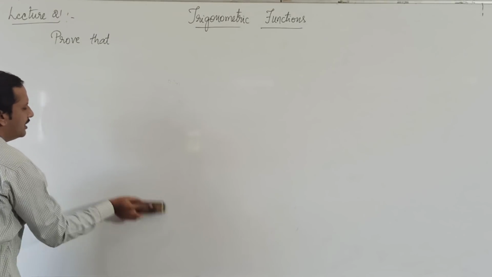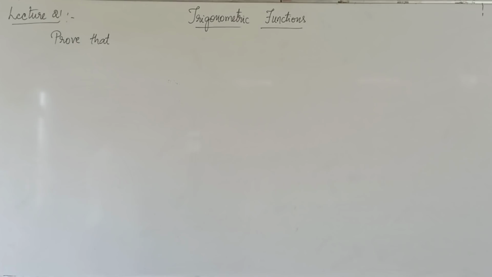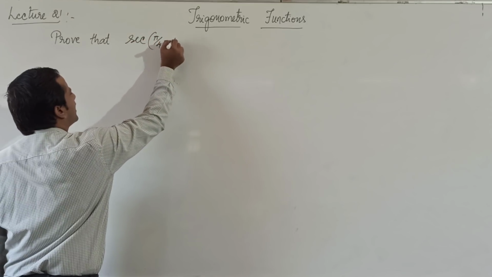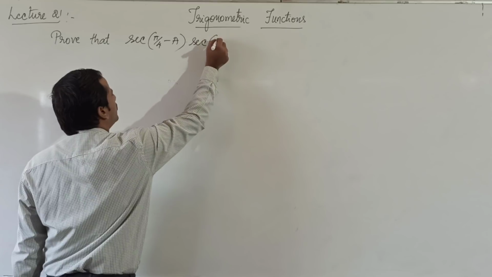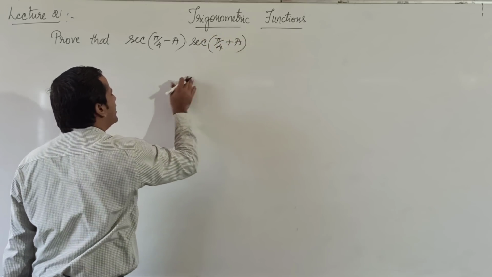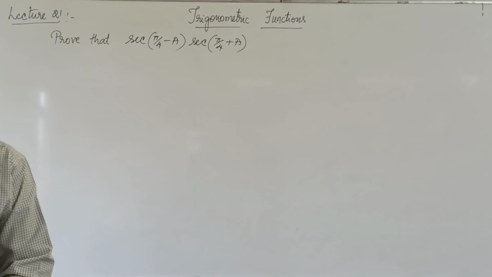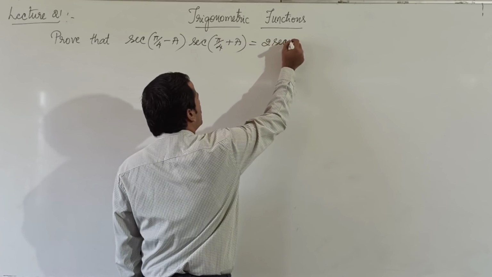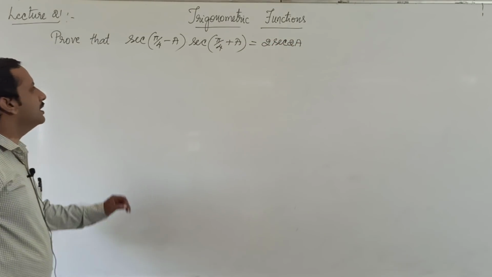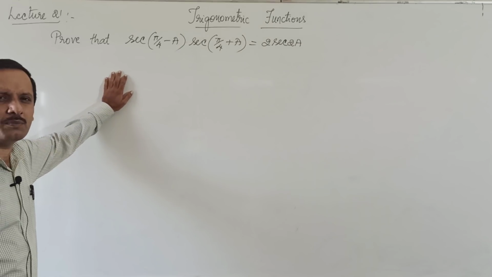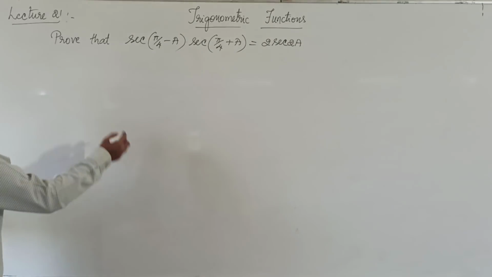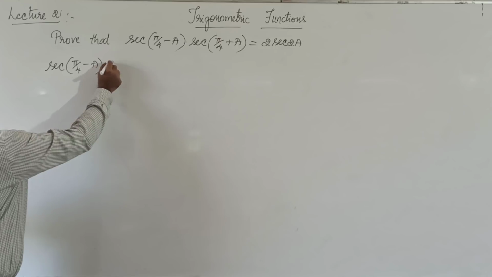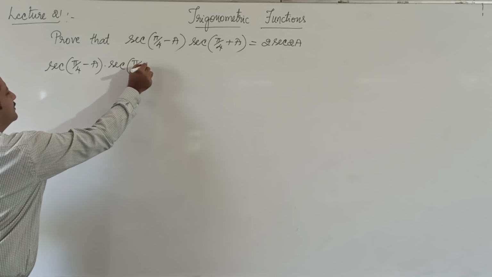Prove that secant (pi by 4 minus a) into secant (pi by 4 plus a) is equal to 2 secant 2a. We have to show that this is equal to 2 secant 2a. So as always, let us consider the LHS: secant (pi by 4 minus a) into secant (pi by 4 plus a).